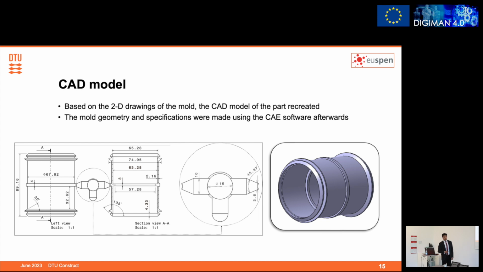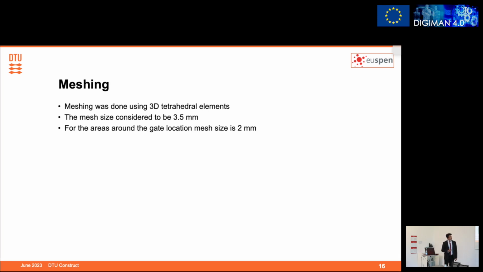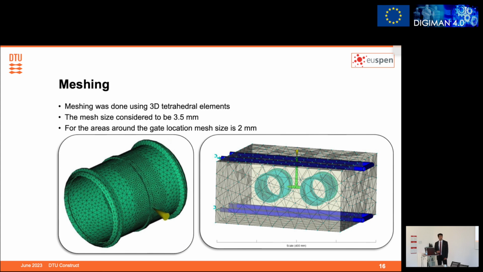In this slide, I want to show you the CAD model that we created for the part. Here you can see the 2D drawings of the cavities that I told you about, and we recreated the CAD model based on these 2D drawings. Then we went for meshing of the part in MoldFlow software, so we imported the CAD model into MoldFlow. Then we meshed the part.